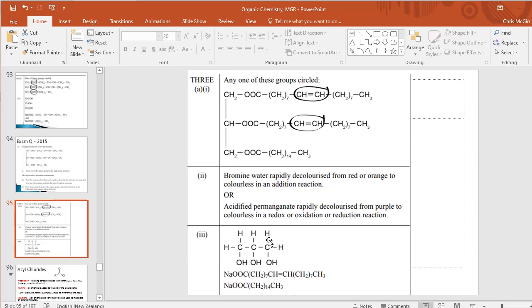Here is the triol. Here is one of the sodium carboxylate ions. Here is the other sodium carboxylate ion. So these two are soaps. The question's not asking you about soaps, but it's important to know because they may ask about soaps.